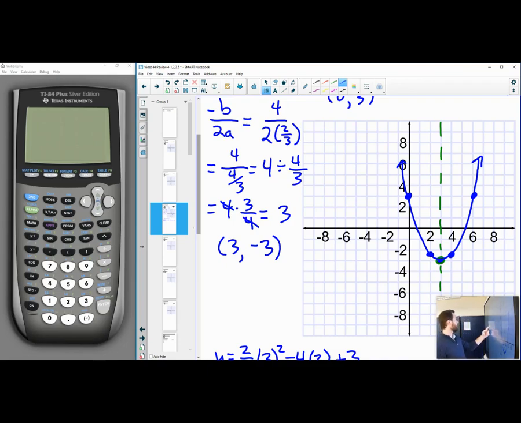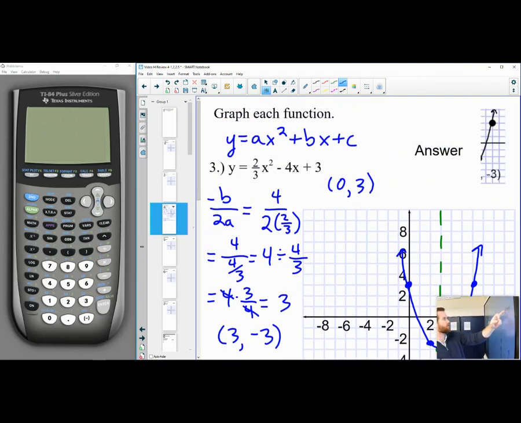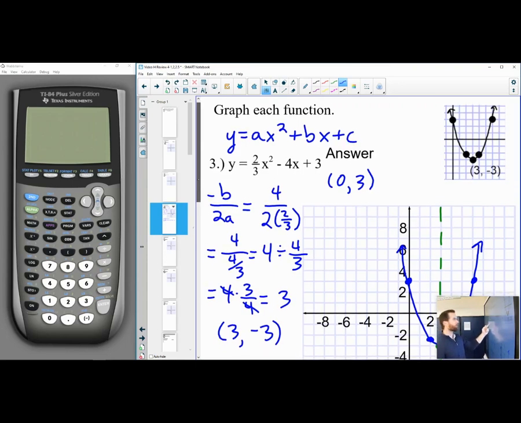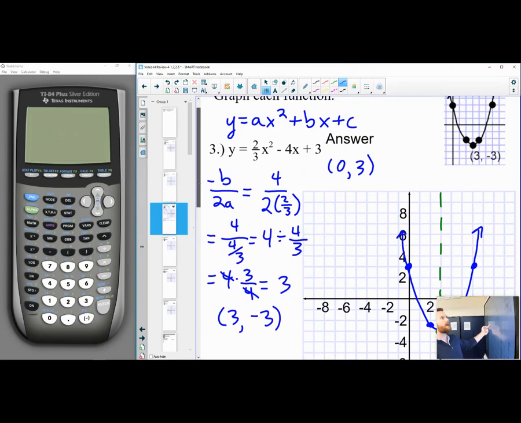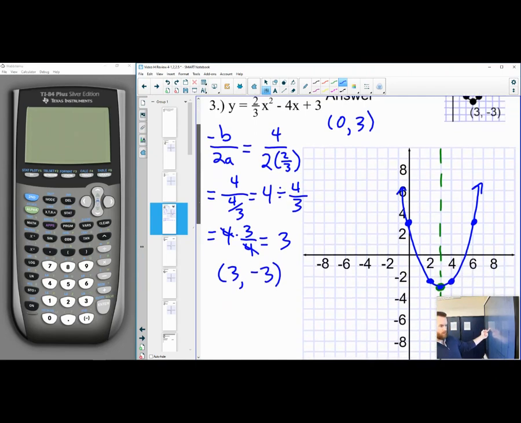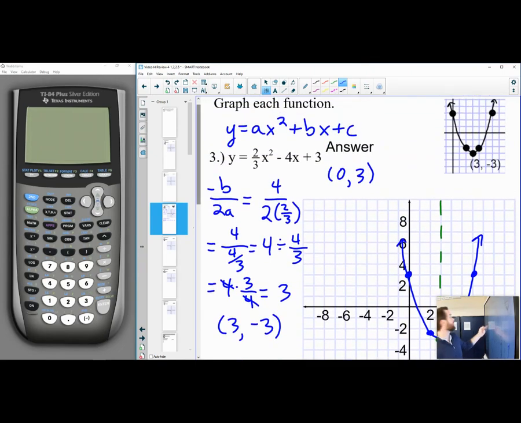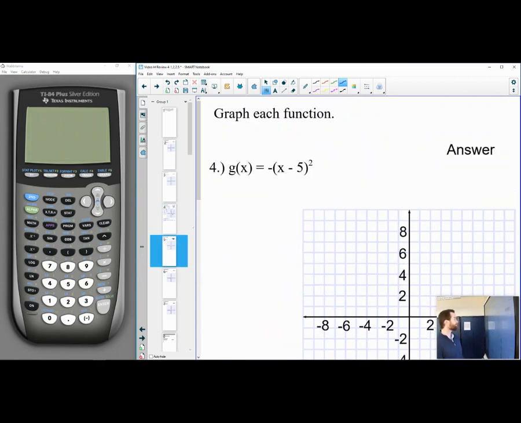And we're done. Let's check our answer, just like we've been doing with the rest of these review problems. Let's take a look. So vertex is 3, negative 3. That looks good. A value looks good. And 1, 2, 3, 1, 2, 3. Yep, looks good to me. Let's take a look at the next one. Same directions. It says graph each function.